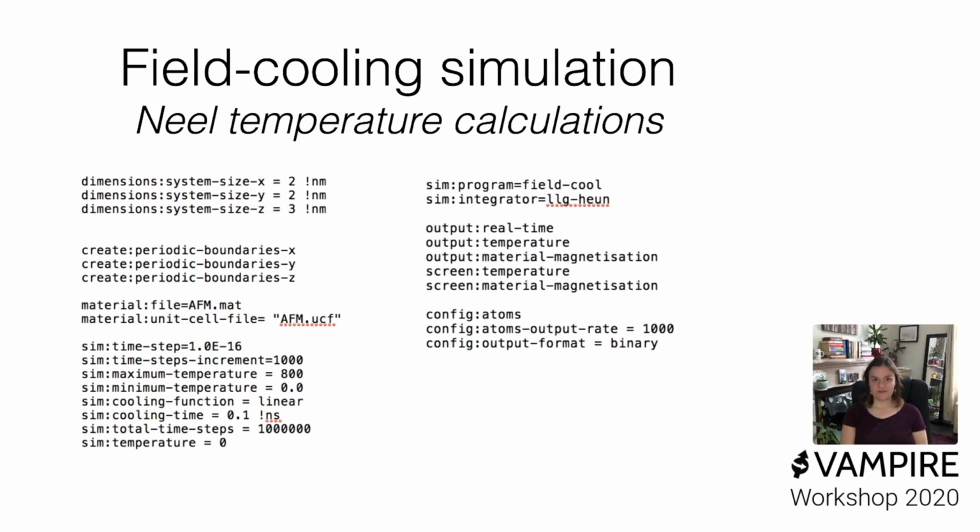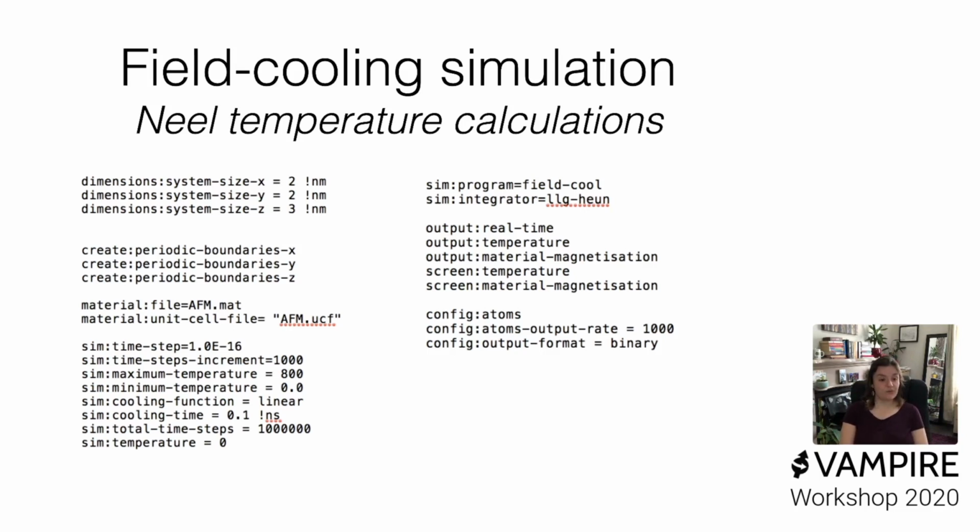So now what we want to do is run a really simple field cool simulation. So from this, we're going to calculate the Néel temperature of our antiferromagnet. I'm not sure if you've done a field cool simulation before, but it's very similar to a magnetization versus temperature simulation. But instead of starting at 0 Kelvin and then slowly increasing the temperature, what it does is it starts at a high temperature and then slowly decreases it.